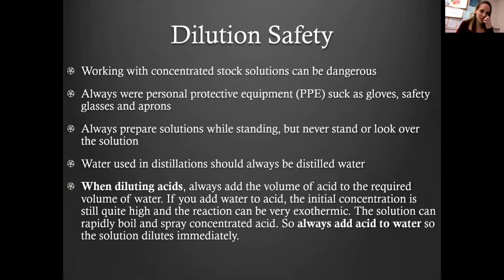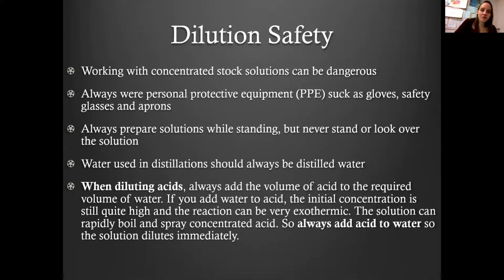So you are always supposed to be standing. So if you do drip it, the most it's going to get on is your shoes. You should also always be wearing closed-toed shoes in case that happens. You should also never be standing over your solution and looking down on it. It should be in front of you. So in case it spurts up or something, or there's a gas that's produced, you don't want to be inhaling that.